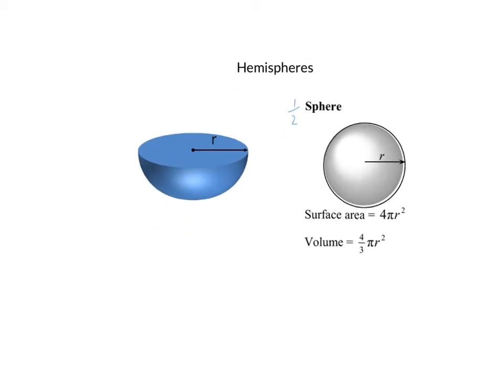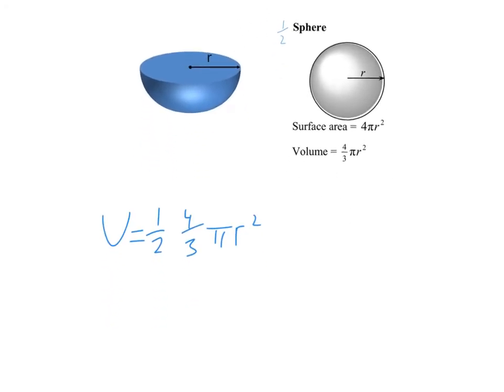So if we look at the formula given for volume, it's 4 over 3 pi r cubed. So to get the volume of a hemisphere, we're going to half that. So it's going to be half of 4 over 3 pi r cubed. If we multiply these two fractions out, top by top, bottom by bottom, we will end up with 4 over 6 pi r cubed, which simplifies to 2 over 3 pi r cubed.